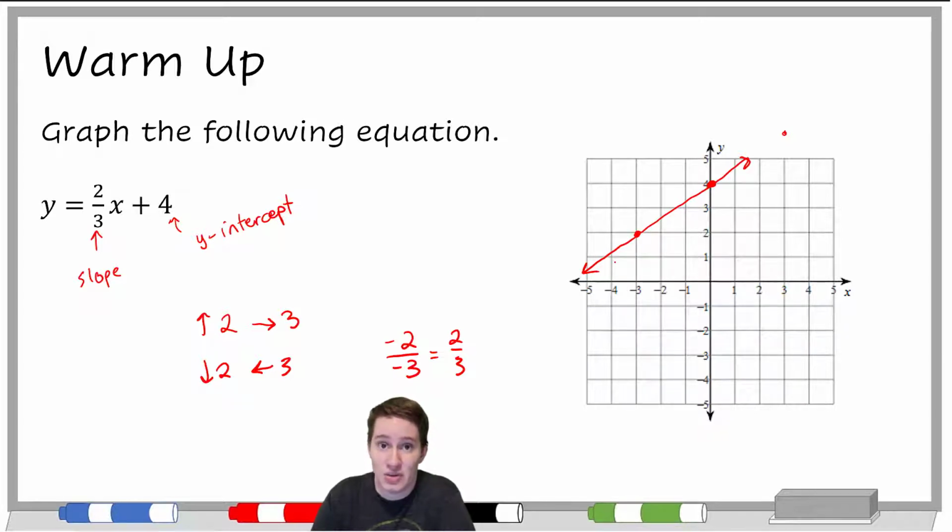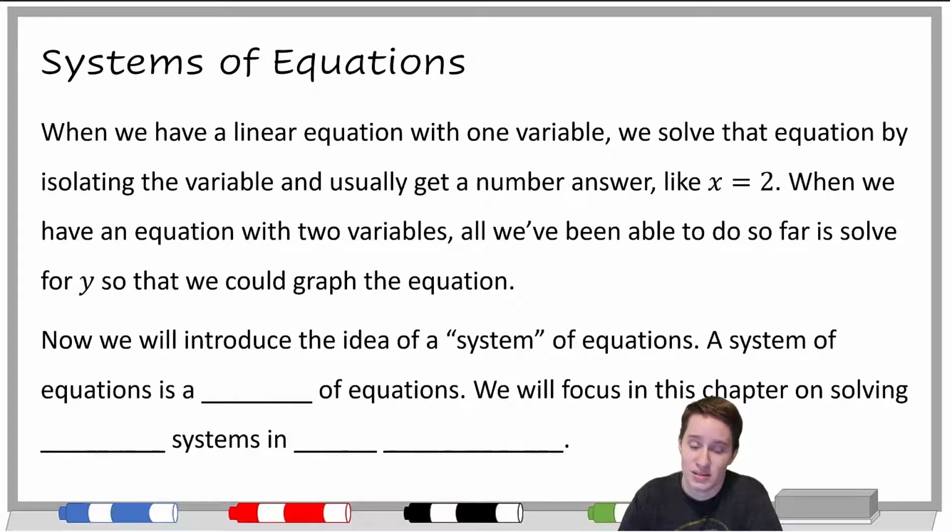Now, here's the new thing we're doing. Systems of equations. What we've done up until this point with equations is either we've had one variable and we've been able to solve for that variable. So we might get an answer like x equals 2 in that situation. Or we have dealt with equations that had 2 variables, and what we've done with those is we've graphed them like what we did in the warm-up.